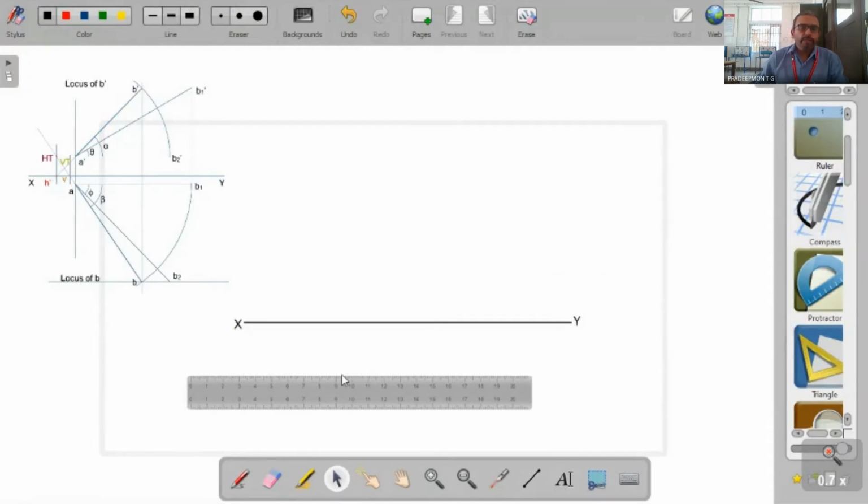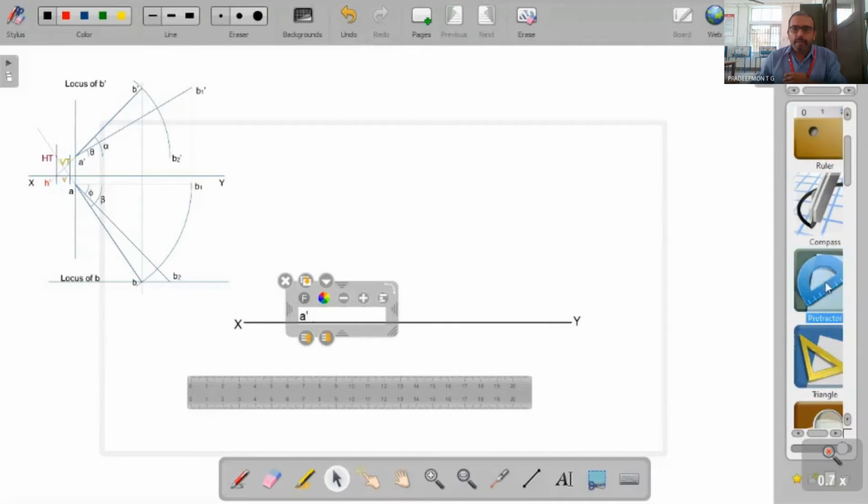Now we have to draw a perpendicular line, so that we can mark A dash as well as A on it. Since the distance between A dash and XY is 0, we can mark A dash somewhere here. So we mark A dash as this point. This is our point A dash.